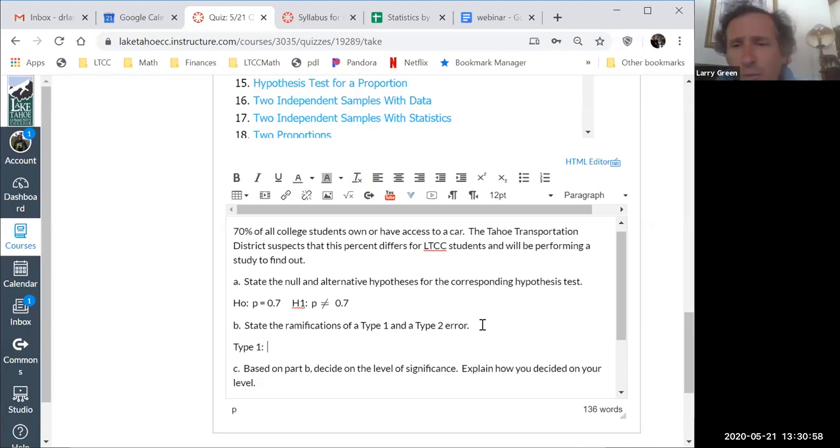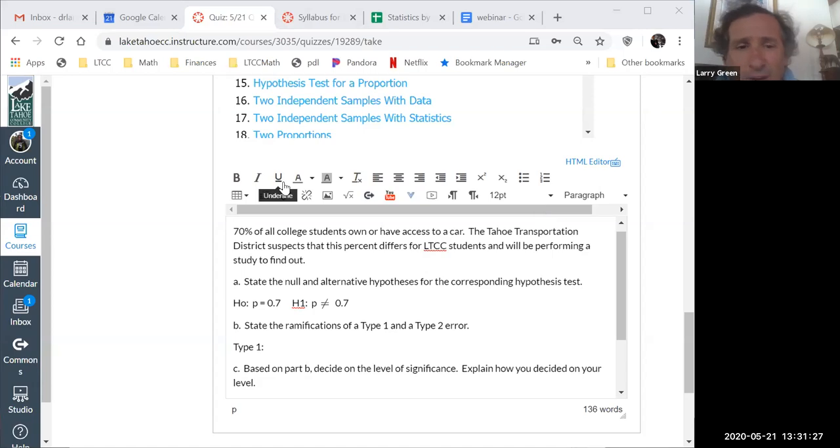So if there's a type 1 error, what are the ramifications? So first thing, what happens? What does it mean for it to be a type 1 error in terms of this situation? Any thoughts? I don't see y'all jumping in.